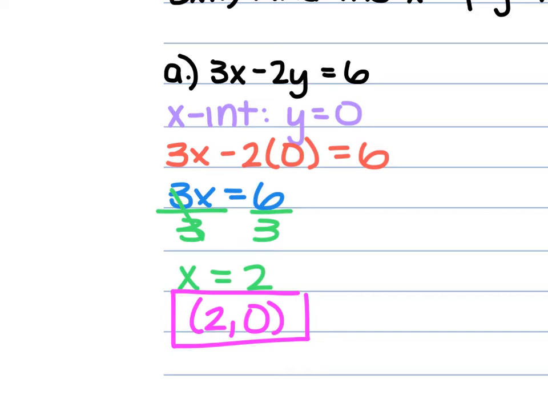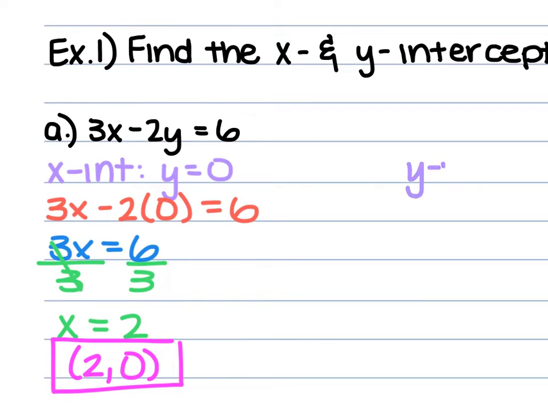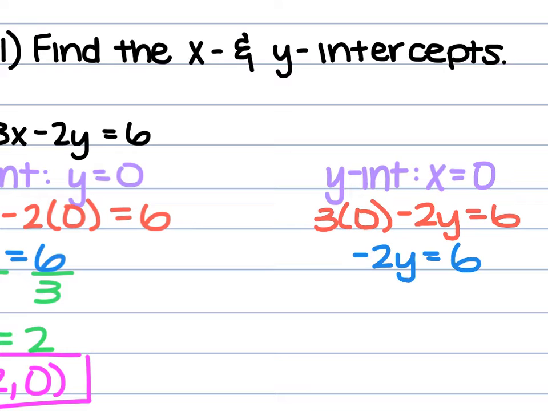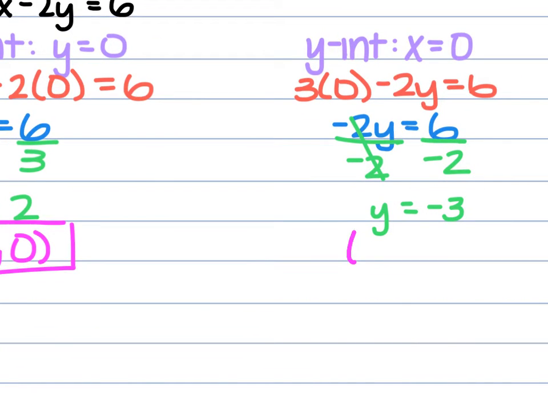For our Y-intercept, we are going to plug in 0 for x. So this is going to leave us with 3 times 0 minus 2y is equal to 6. So from here, we're going to have 0 minus 2y, or just negative 2y, is equal to 6. We're going to divide each side by negative 2 and get that y is equal to negative 3. So this now is the ordered pair 0, comma negative 3.